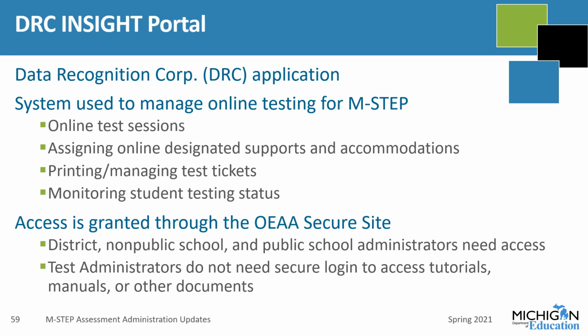The DRC Insight Portal is the system used to manage online test sessions, assign designated supports and accommodations, to print and manage test tickets, and during testing to monitor student testing status. Access to the DRC Insight Portal is granted through the OEAA Secure Site based on role assignment in the OEAA Secure Site. If you need help getting access to the DRC Insight Portal, go to the Secure Site training page at www.michigan.gov/securesitetraining and select the document under Security called How Do I Get Access to DRC Insight Portal?